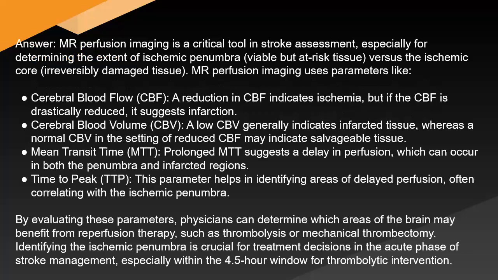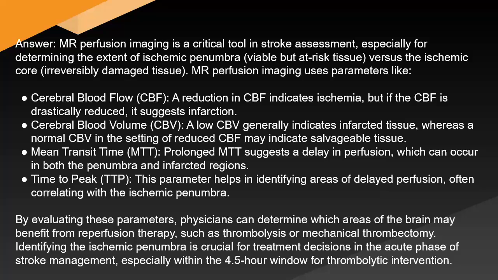Answer: MR perfusion imaging is a critical tool in stroke assessment, especially for determining the extent of ischemic penumbra, viable but at-risk tissue, versus the ischemic core, irreversibly damaged tissue. MR perfusion imaging uses parameters like cerebral blood flow (CBF). A reduction in CBF indicates ischemia, but if the CBF is drastically reduced, it suggests infarction. Cerebral blood volume (CBV): a low CBV generally indicates infarcted tissue, whereas a normal CBV in the setting of reduced CBF may indicate salvageable tissue.